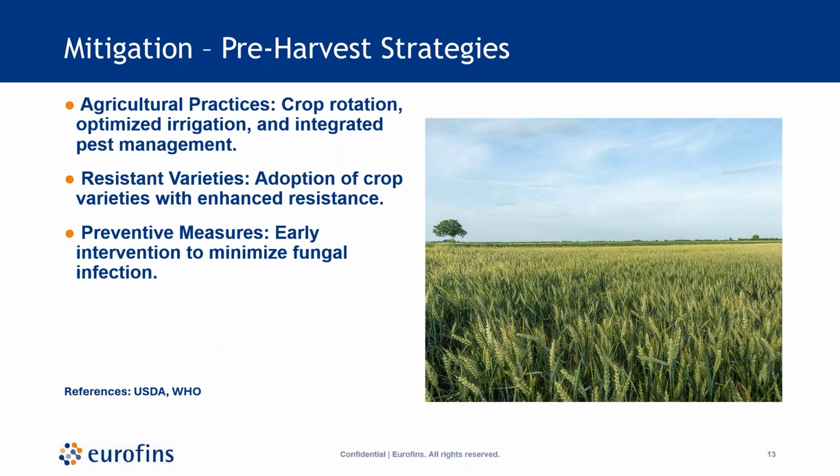Mitigating mycotoxin risks begins before the harvest. Agricultural best practices, including crop rotation, optimized irrigation, and pest management, can significantly reduce fungal infestation. The use of resistant crop varieties, as endorsed by the USDA research, provides an additional safeguard, minimizing the chances of fungal invasion that could lead to mycotoxin production. Integrated pest management strategies, supported by the WHO guidelines, further underscore the importance of proactive measures during crop development.